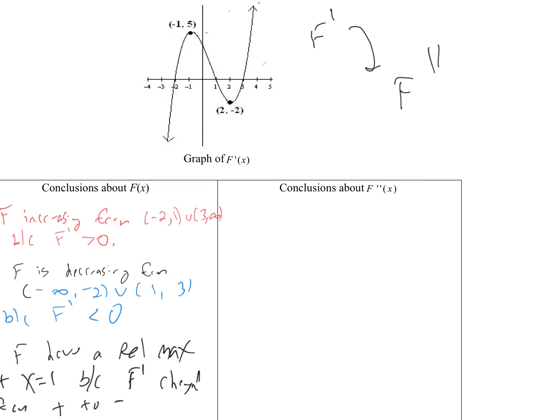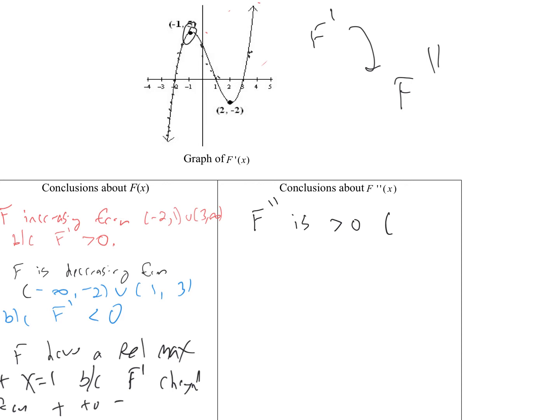We can literally say that f double prime is greater than 0 from the interval. Now that would be where the derivative of the derivative is positive. So this is a derivative, and the slope everywhere is positive as I go up here till I get to this number here.